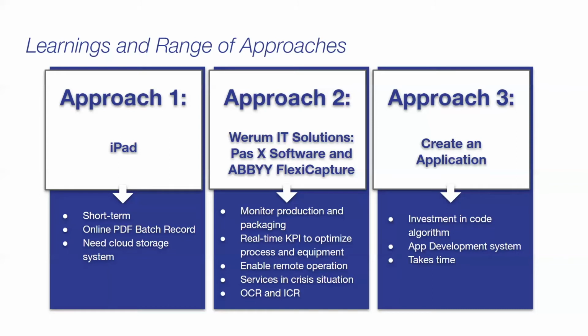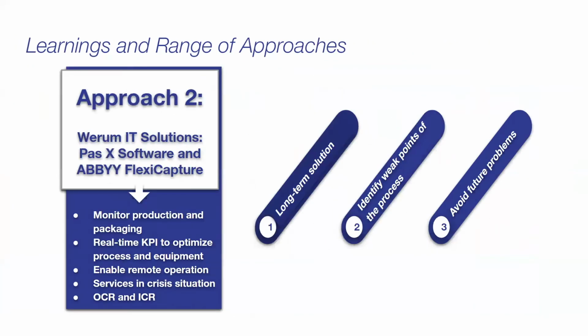The third approach is to create an application to digitize paper-based documentation and connect all of the process equipment to the application for real-time data availability. For this approach, it requires an investment in figuring out the code algorithm and having an app development system. All of this takes time and a lot of money, more than 100,000 euro.